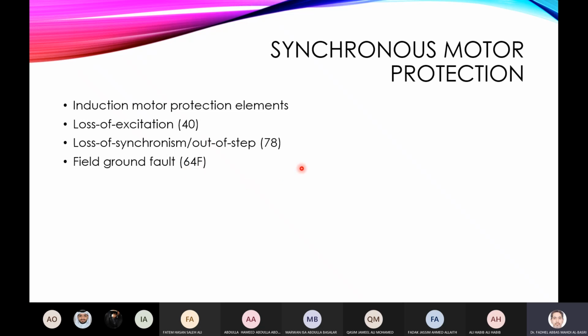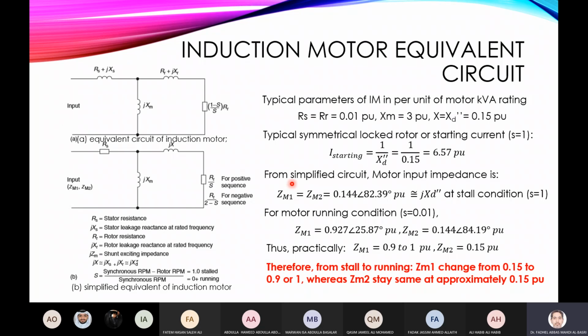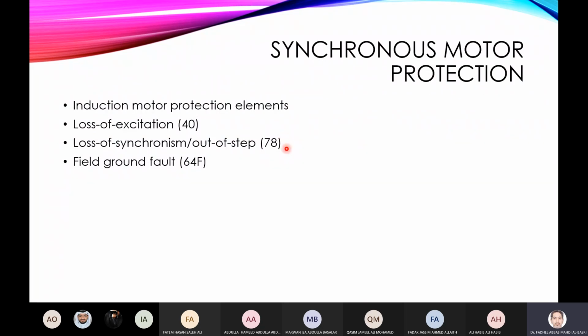I'll try to go over those one by one. Before I get to this, let's go to the machine theory, to see how we get the locked rotor current and how the short circuit current is calculated, and bring some insights.